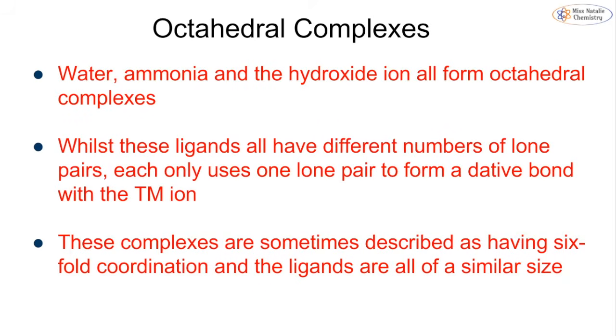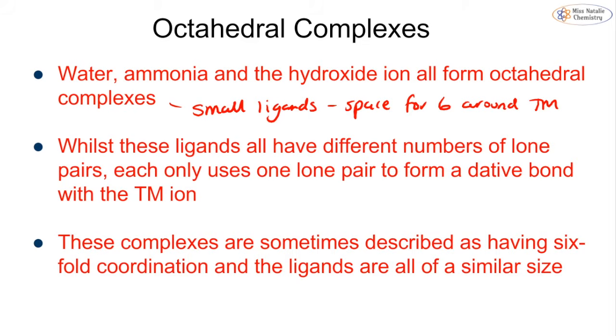And the most common shape of complex is an octahedral complex. So water, ammonia and hydroxide all form octahedral complexes. And this is because these are all actually quite small ligands. So there is space for 6 of them around the transition metal. When you start to get to the larger ligands, they become much bulkier, so they don't have quite as much space, whereas water, ammonia and hydroxide are all very similar in size.